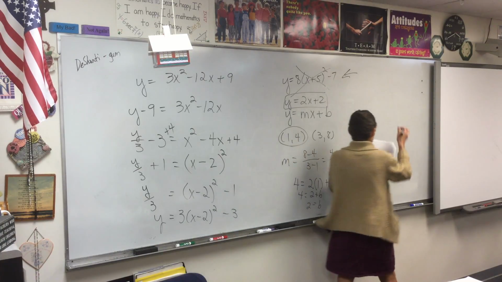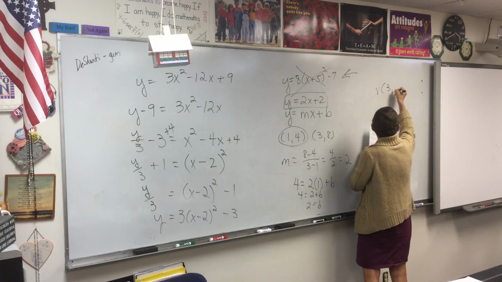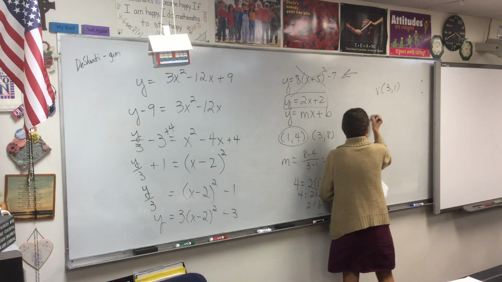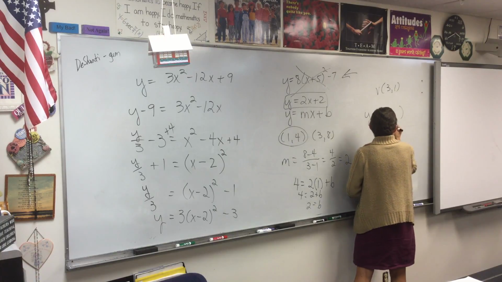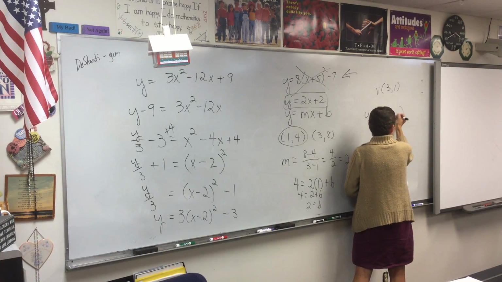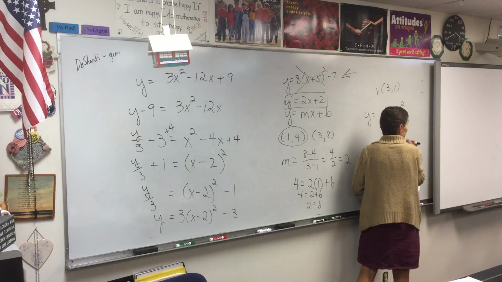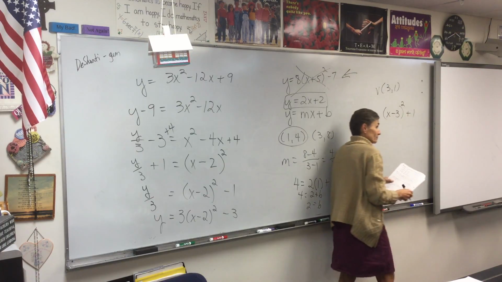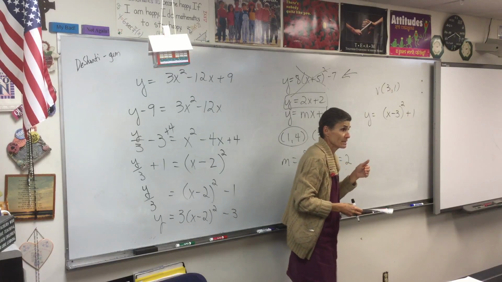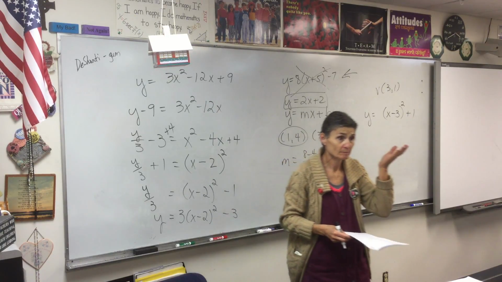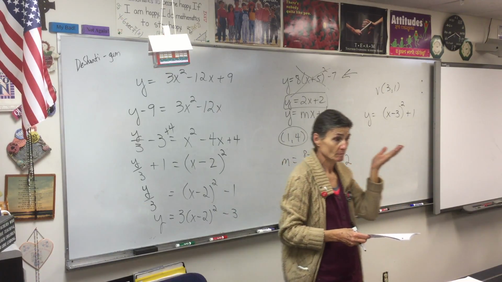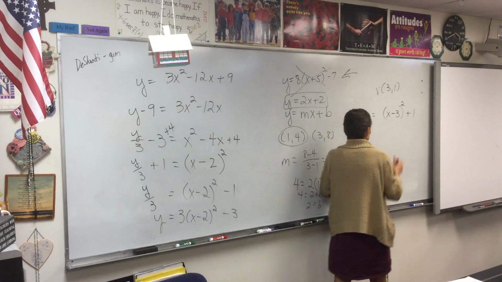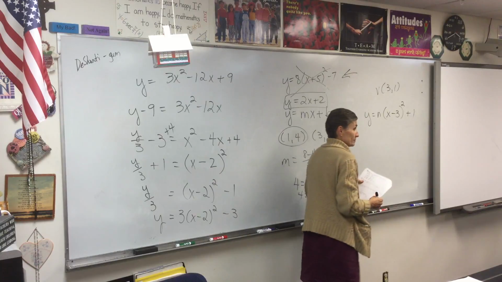So if they tell me that I have a vertex of 3, 1, what can you tell me about my equation? What's in the parentheses? X minus 3. What's outside the parentheses? Plus 1. Wouldn't that be a vertex of right 3, up 1? Now, what's missing, though? The number out in front.